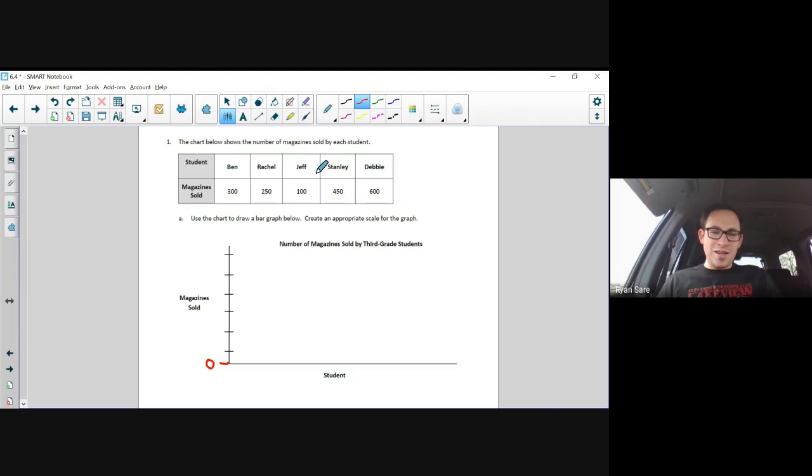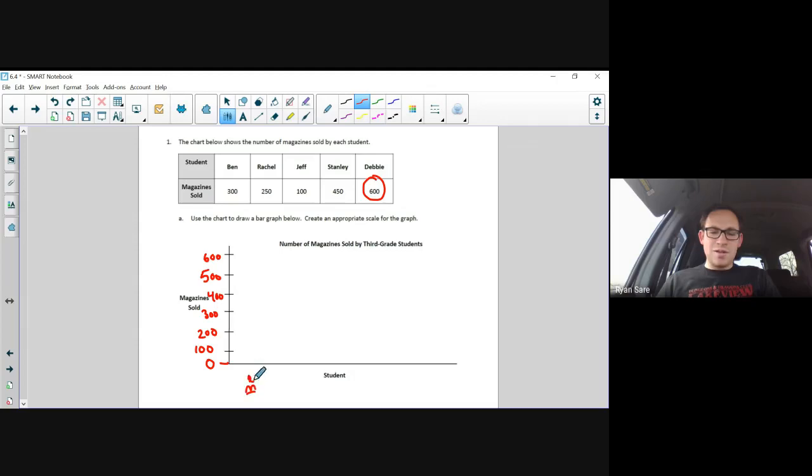Can I use the scale of 50? Well, 50, 100, 150, 200, 250, 300. That's not my biggest amount. My biggest amount is right here, 600. That's the biggest one. So I know I have to at least get to 600. Let's try a scale of 100. 100, 200, 300, 400, 500, 600. That's going to work. So this first mark will be 100. The second mark, 200, 300, 400. That's a lot of magazines sold, by the way. 500 and 600.